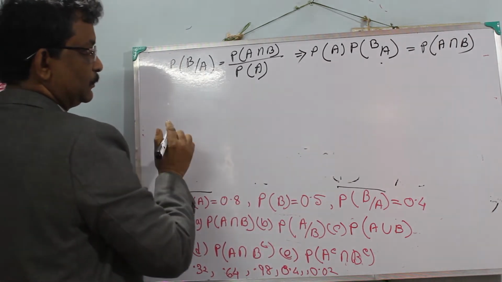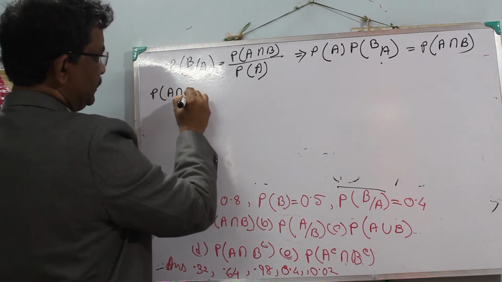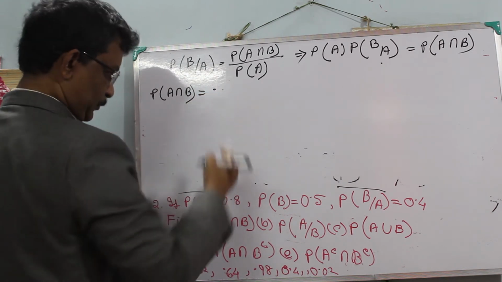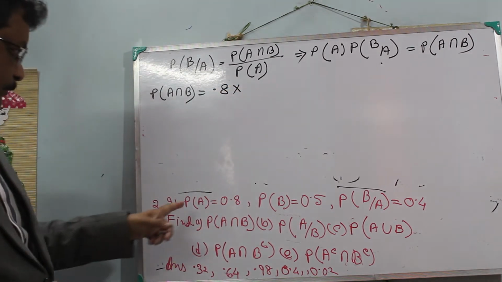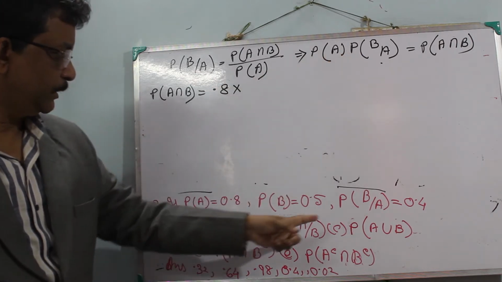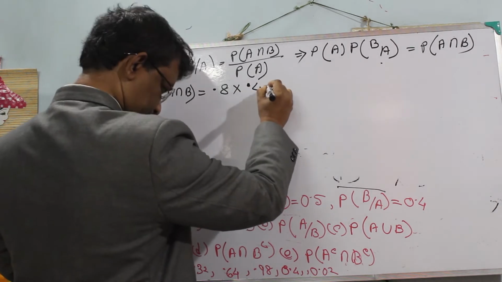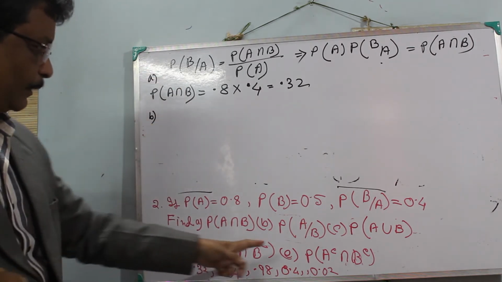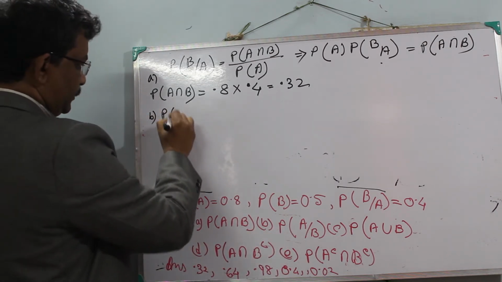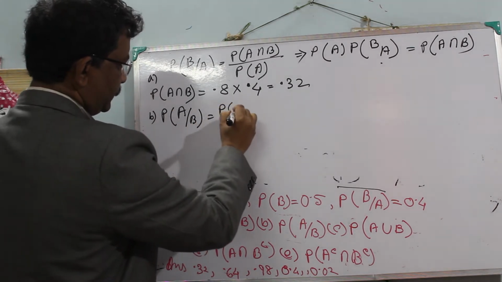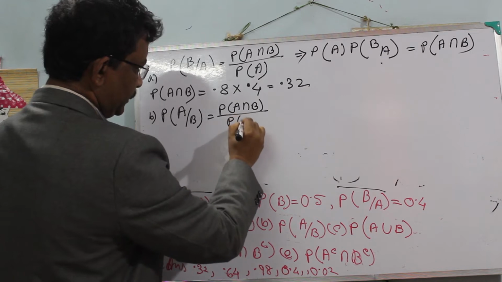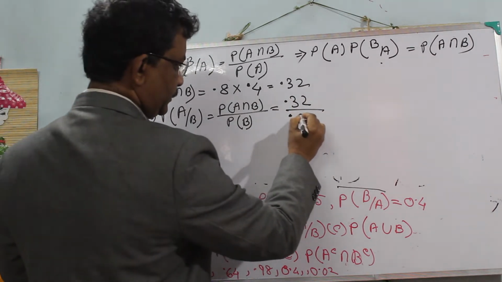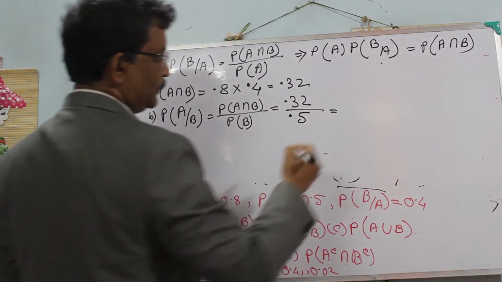I have written this. So probability of A intersection B equal to probability of A. Probability of A is 0.8 into probability of B when A occurred 0.4, equal to 0.32. Clear? A is done. B. Probability of A when B occurred equal to probability of A intersection B by probability of B. So probability of A intersection B just calculated 0.32 divided by 0.5. 0.5 half. That means it would be 0.64.